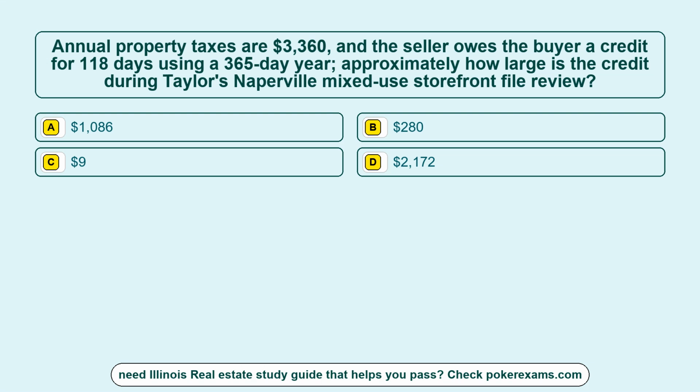Question 9. Annual property taxes are $3,360, and the seller owes the buyer a credit for 118 days using a 365-day year. Approximately how large is the credit during Taylor's Naperville mixed-use storefront file review? Option A, $1,086. Option B, $280. Option C, $9. Option D, $2,172.